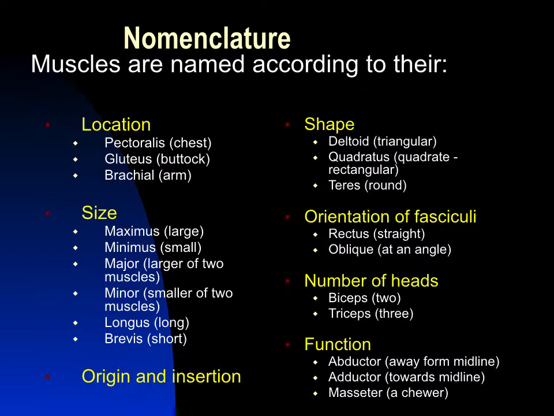We use the term rectus to indicate the fibers run straight along a bone or straight along a body line. We use the term oblique to say that they run at an angle. Biceps and triceps refer to heads. And then we often have functions: flexors, extensors, abductors, adductors. Sometimes the action might be something like chewing, and so then it's masseter. When you're trying to learn the names of these muscles, it's helpful to realize it often tells me what it looks like or where it's attached to or what it's doing.